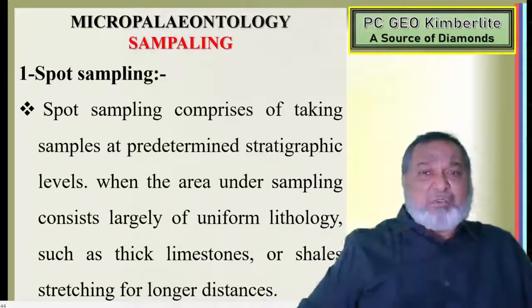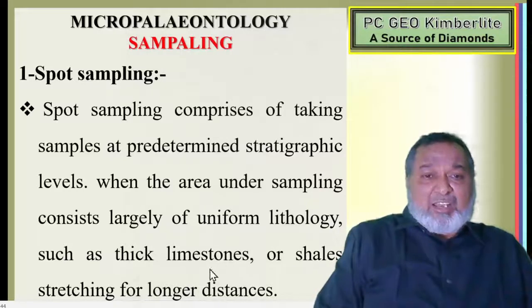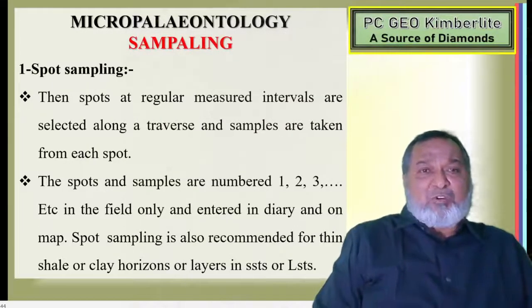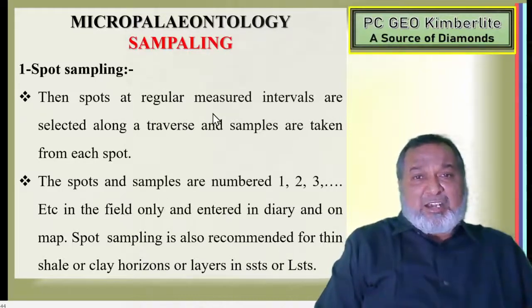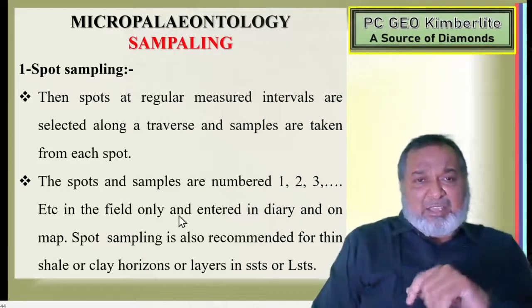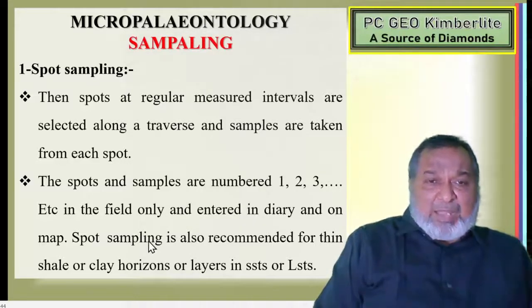So in that we can do this. Largely uniform lithology, such as thick limestone or shale stretching for a longer distance, is where we use spot sampling. Spots at regular measured intervals are selected along the traverse, and a sample from each spot is collected. The spot samples are numbered 1, 2, 3, etc. in the field itself, and entered in the diary and on the map.